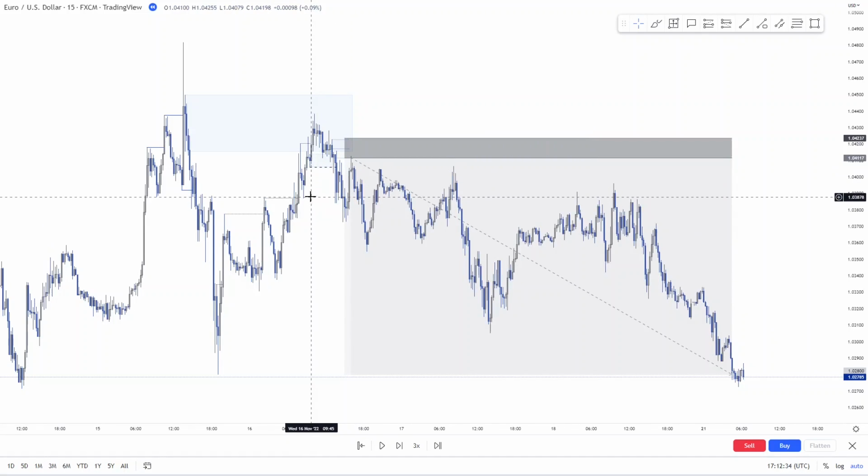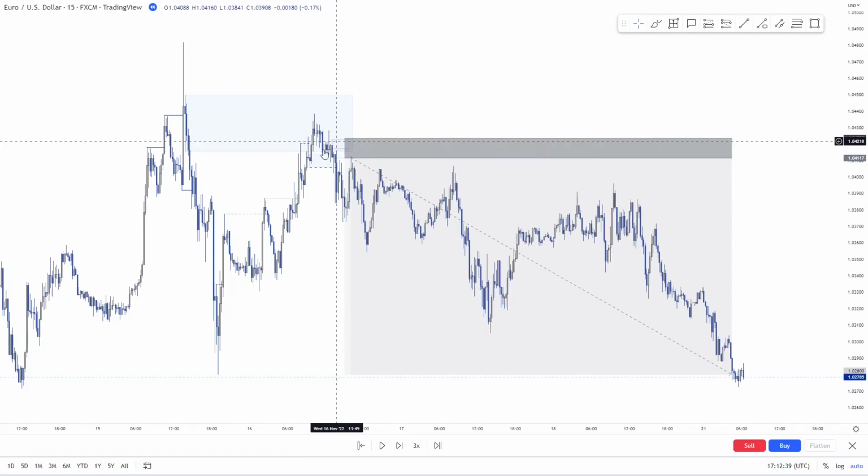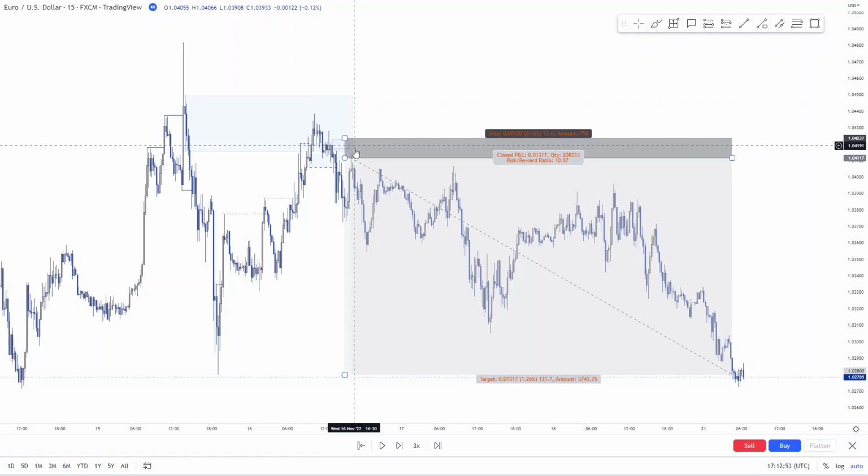Also interesting is that we actually did have that internal break of structure here before price came up, which again suggests it's just extra confluence for this zone. Not only did we have that change of character and failed reaction, we also had an internal break of structure. So just extra confluence. Price tapped in really nicely, and yeah, the rest is history.